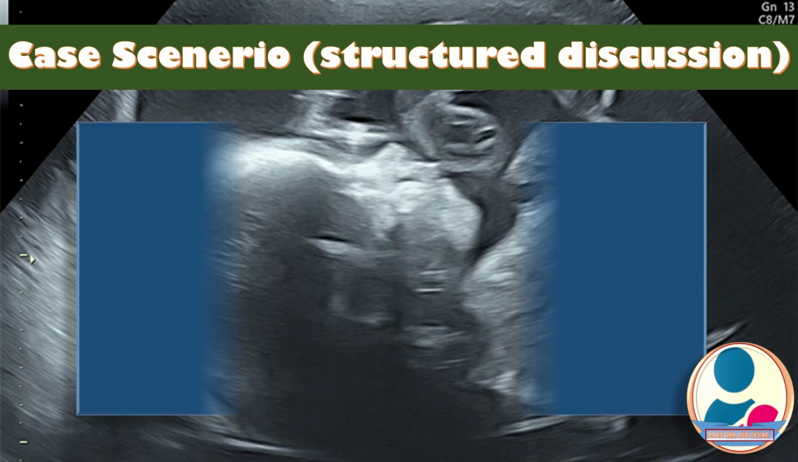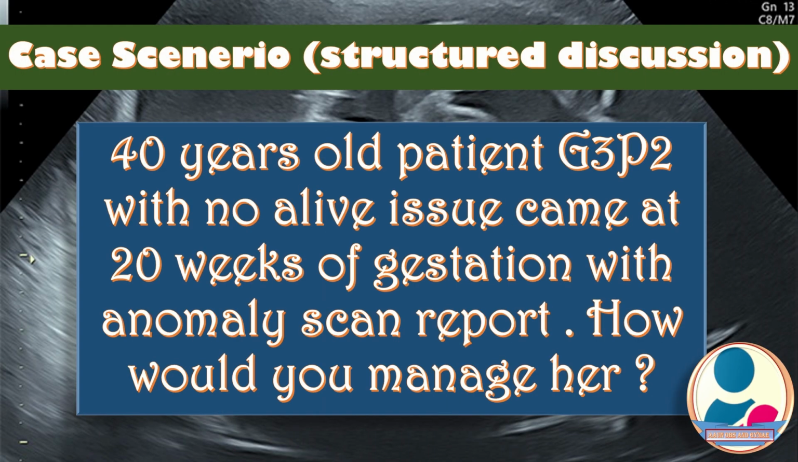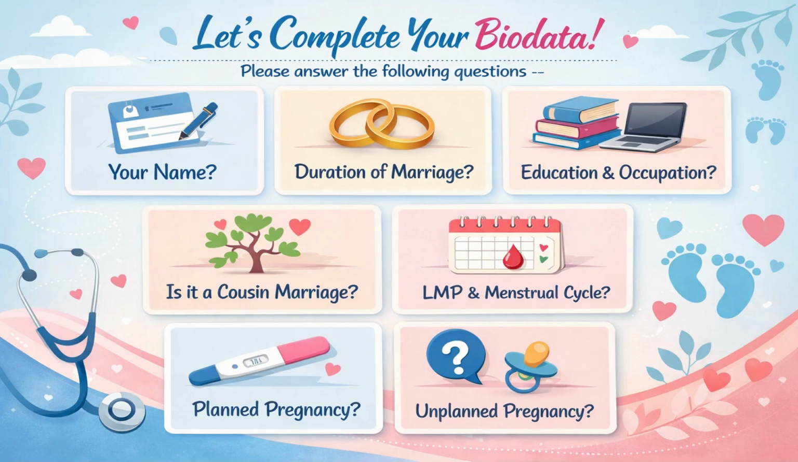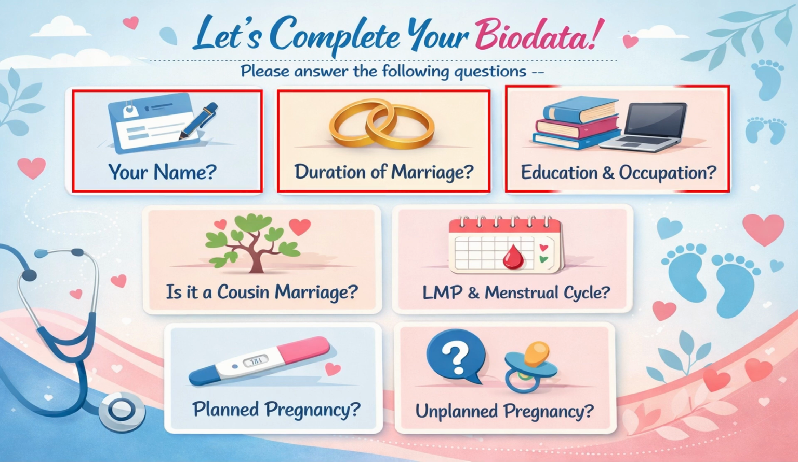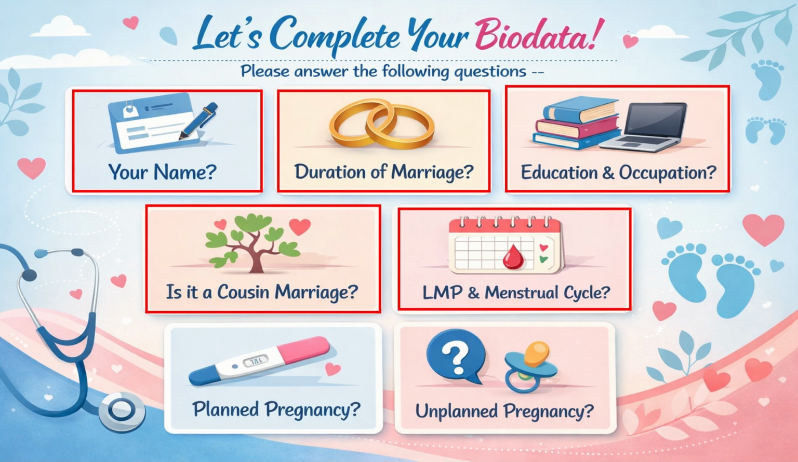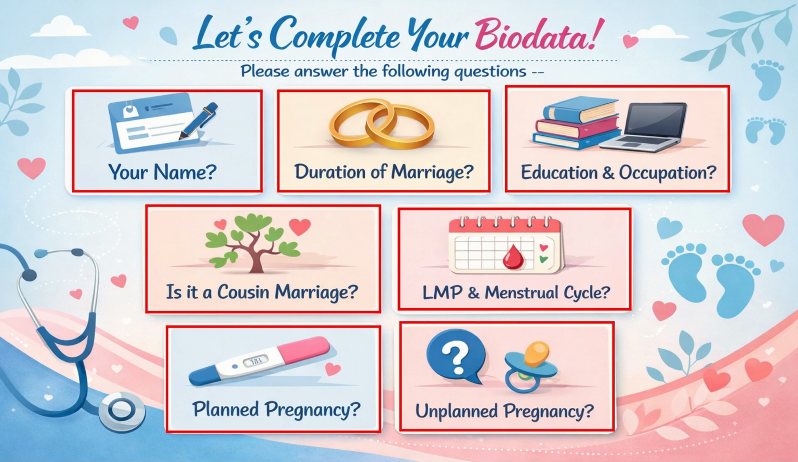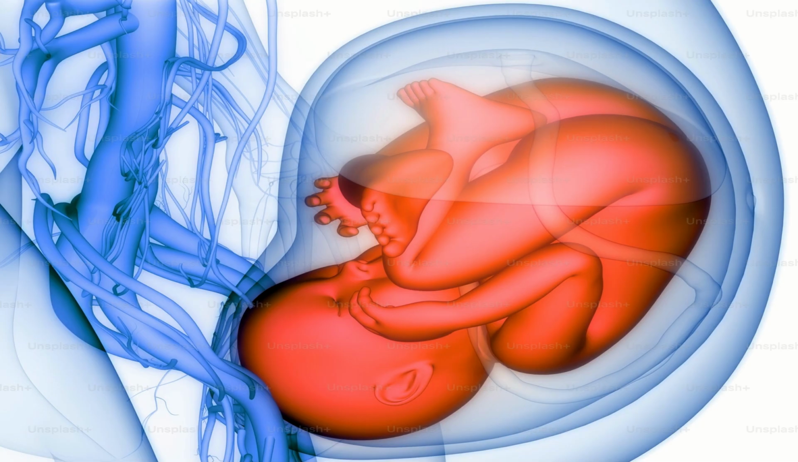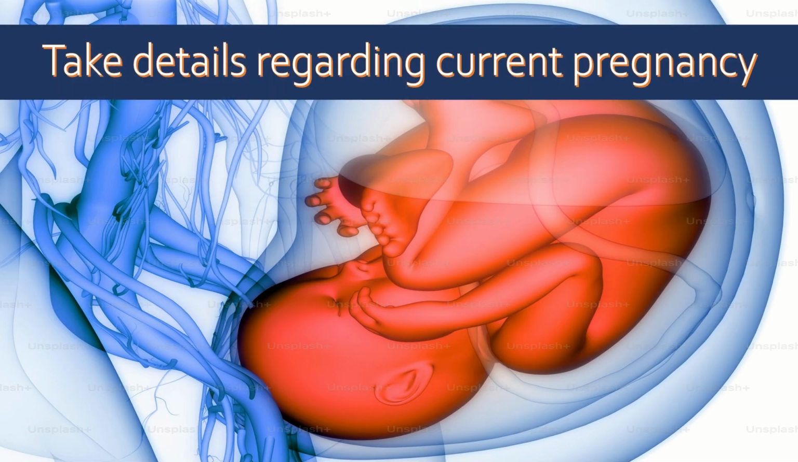A 40 years old patient, gravida 3 para 2 with no live issue, came at 20th weeks of gestation with the anomaly scan report. How would you manage her? So after mutual introduction and rapport building, ask further questions related to missing biodata like name, duration of marriage, education, occupation, was it cousin marriage or not, the last menstrual period and regularity of the menstrual cycle, was it planned or unplanned pregnancy. Then take the detailed history regarding the current pregnancy.